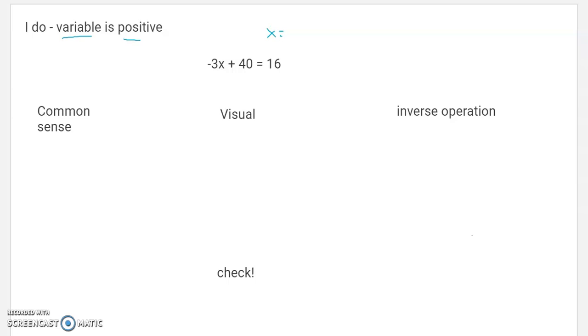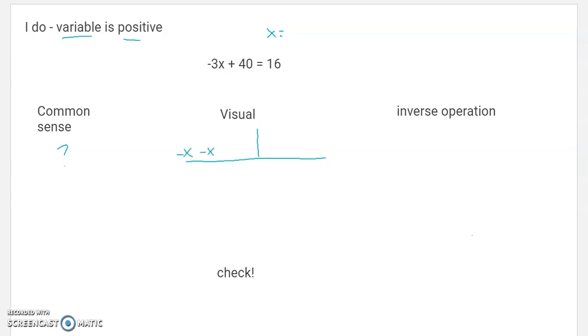So common sense, already starting to get really, really tough. Look at that, negative 3x plus 40 equals 16. I can't just jump to a conclusion and figure that out personally. So visual strategy also seems weird. How in the world do I draw negative 3 of the x's? How do I draw a negative number of it? Here's how. I'm going to draw 3 opposite of x's.